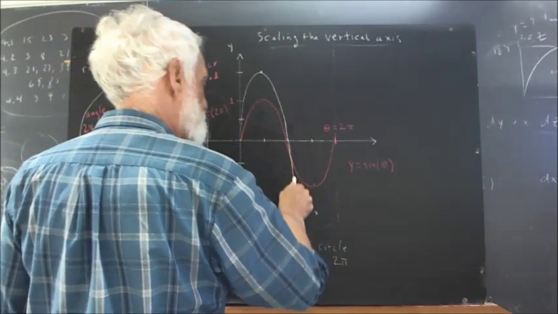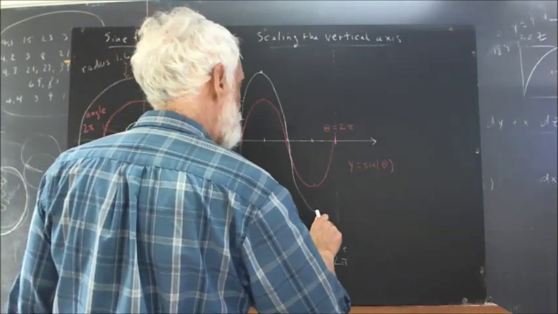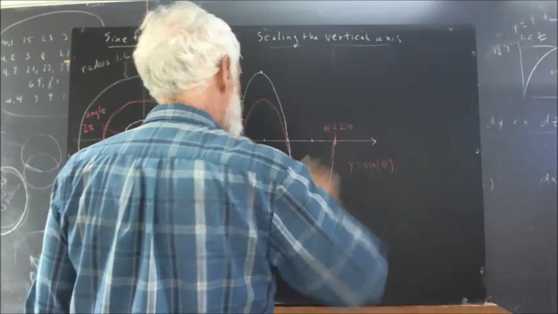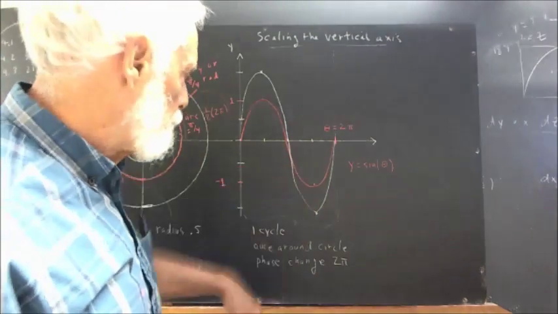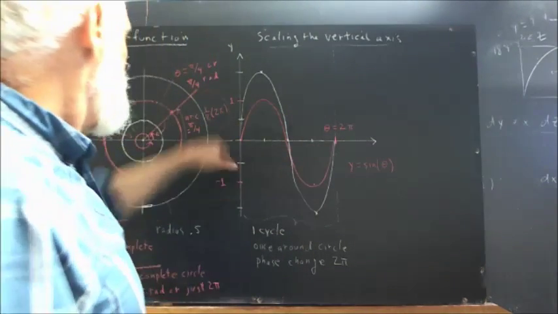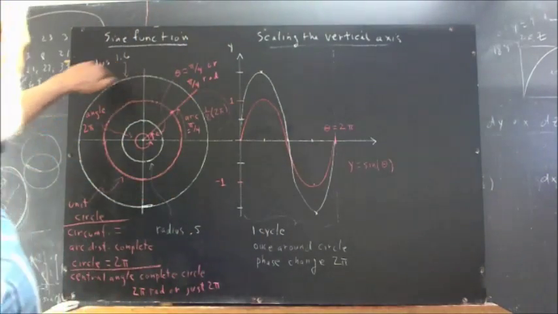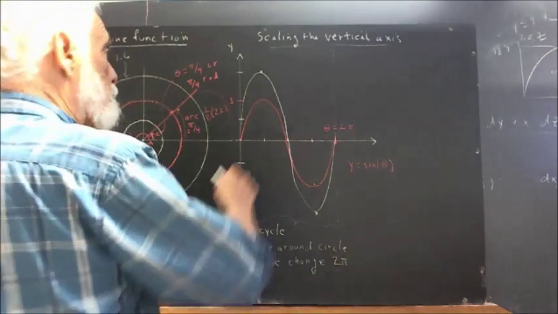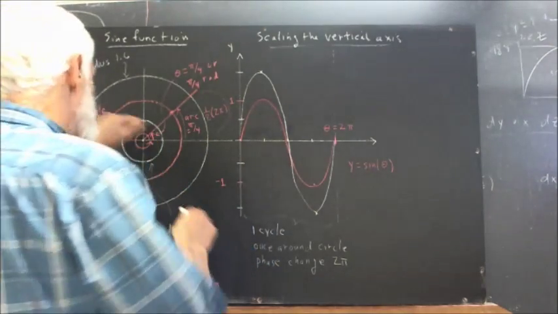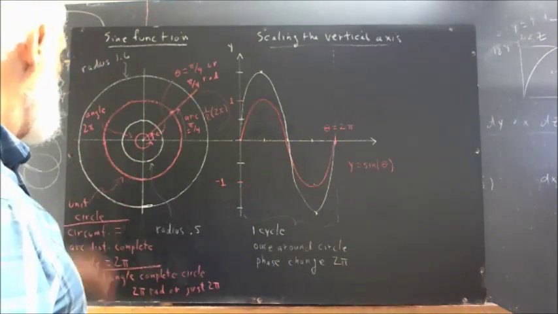So here is... I didn't do real well on that one. That's a little too pointy, but you get the idea. Here would be a graph corresponding to the bigger circle. Okay, and we could also draw a graph corresponding to the smaller circle.